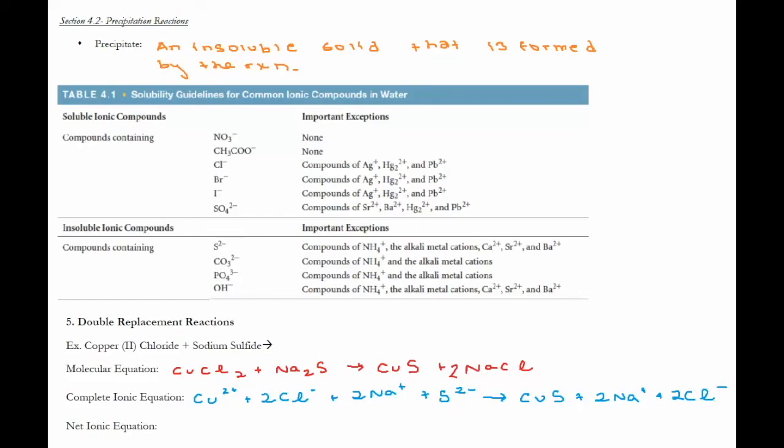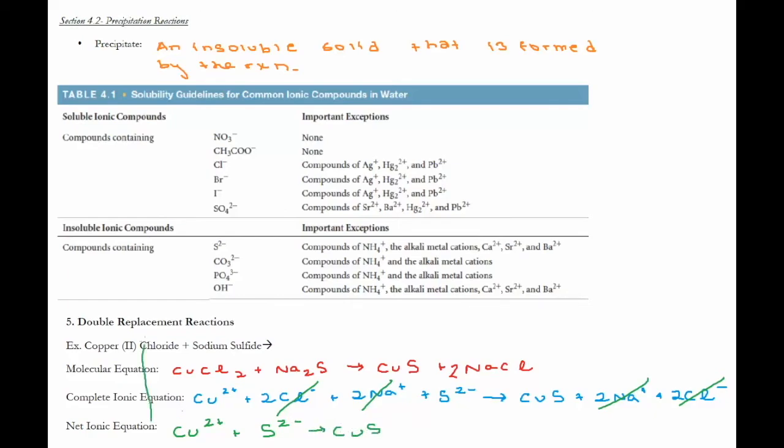And then what you need to do, just like what we did before, is get rid of anything that stays identical. So notice copper does not stay identical. It actually forms a compound with sulfide, but the chlorine stays the same, the sodium stays the same, and so what I'm left with for my net ionic equation is copper plus sulfide ion, which produces copper sulfide.